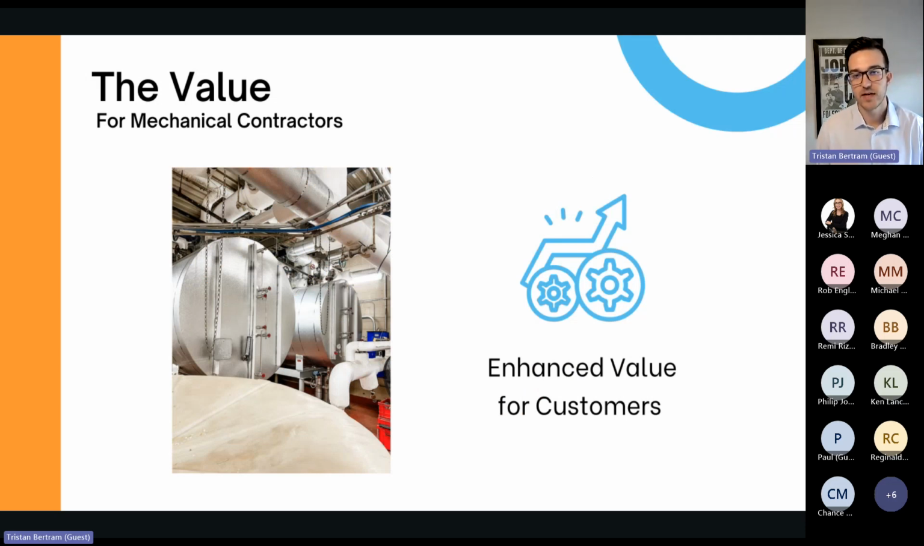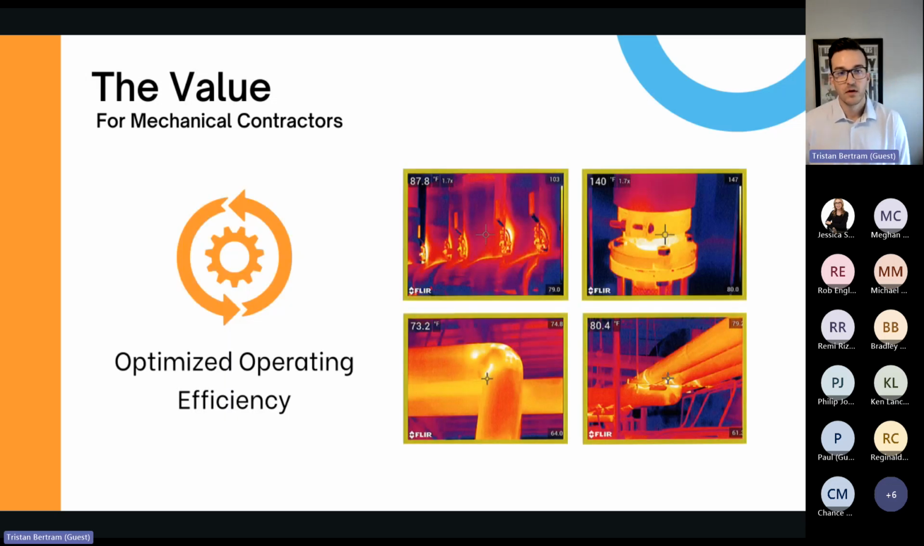Partnering with an insulation contractor enables mechanical contractors to deliver high-quality installations to their customers. Quality insulation improves energy efficiency, comfort, and overall building performance, thereby increasing customer satisfaction and loyalty. Proper insulation is essential for optimizing operating efficiency. TIAC's insulation contractors have the experience to install insulation materials correctly, minimizing heat loss or gain, and maximizing energy efficiency. Over the long term, this translates into lower operating costs for building owners or tenants and reduced carbon emissions.